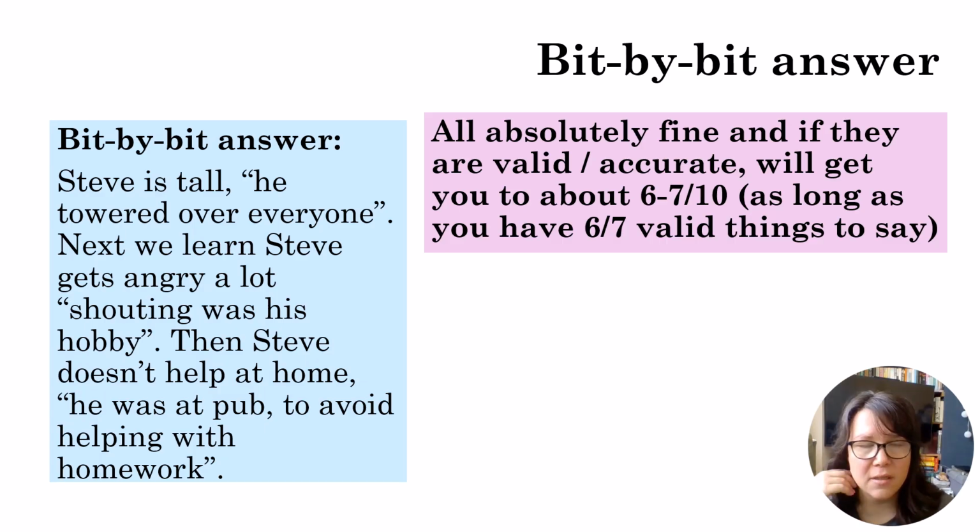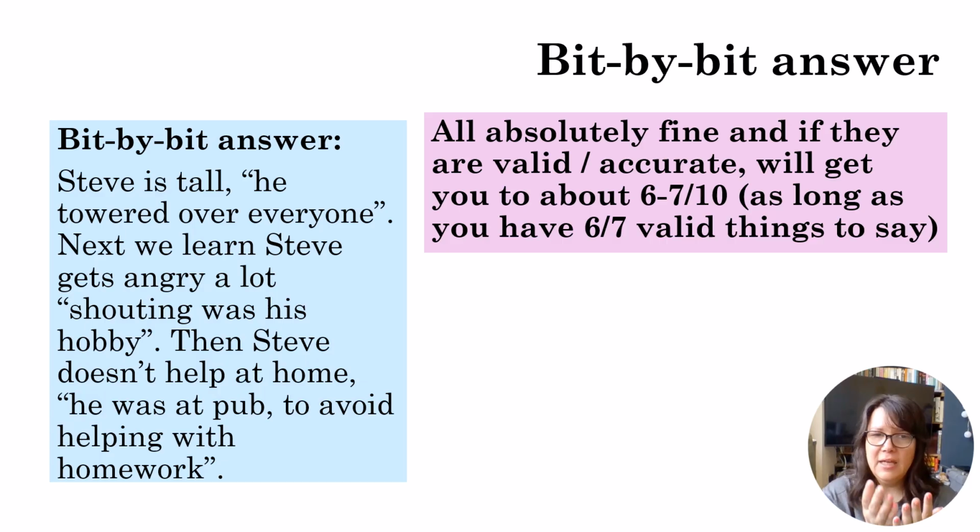So let's have a look at this example. Steve is tall, he towered over everyone. So that would be our first mark. The evidence is that he towered over everyone. The inference is that he's tall. And then the next one, you can see it comes from the next section, the next line. We learn that Steve gets angry a lot. Shouting was his hobby. Then Steve doesn't help at home. He was at the pub to avoid helping with homework.